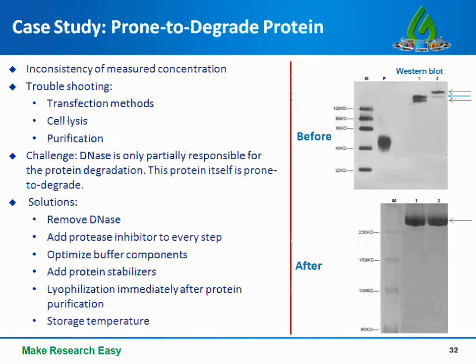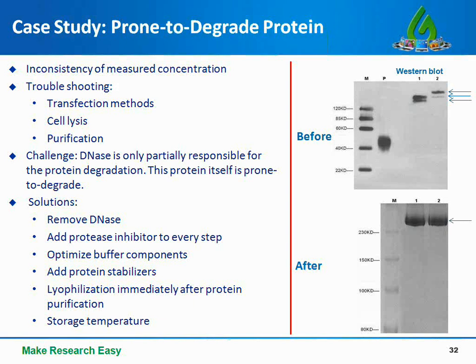The last category of protein falling into the difficult to express proteins is the prone to degrade protein. This type of protein didn't present challenge until after you obtain the purified protein. Here is an example with a customer in the diagnostic field. This protein was successfully expressed in 293T cells. The problem was first identified after we delivered the protein to the customer.